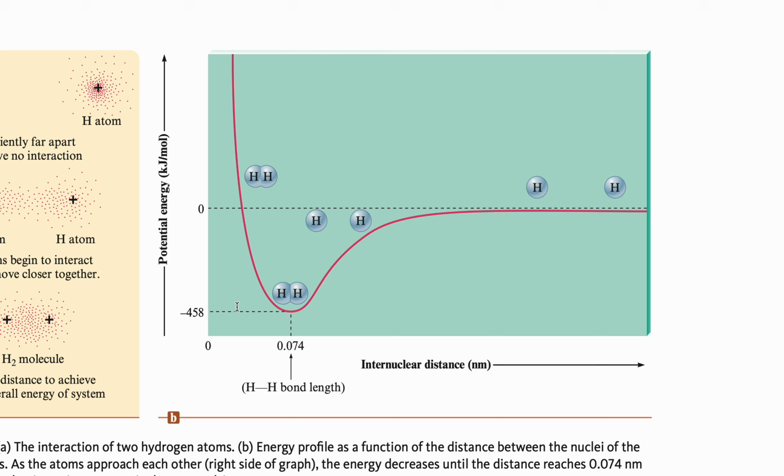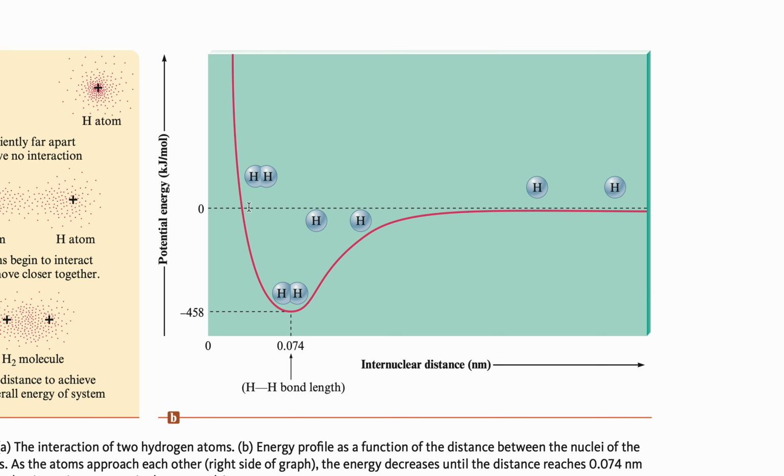So that's that. And the distance between the x-axis over here and the y-axis, or just the 0 over here, that's the y-axis. The distance between here and here in terms of the y-axis represents the bond energy, right?